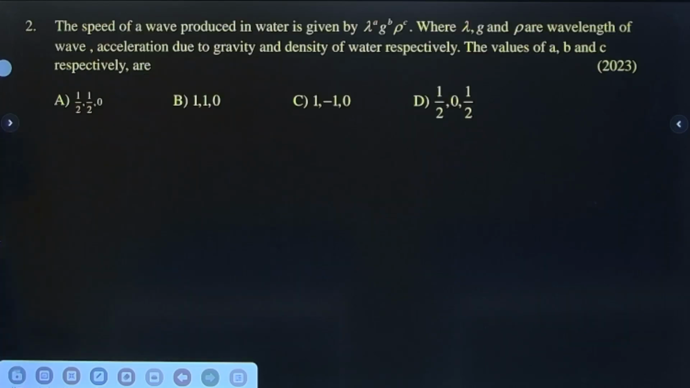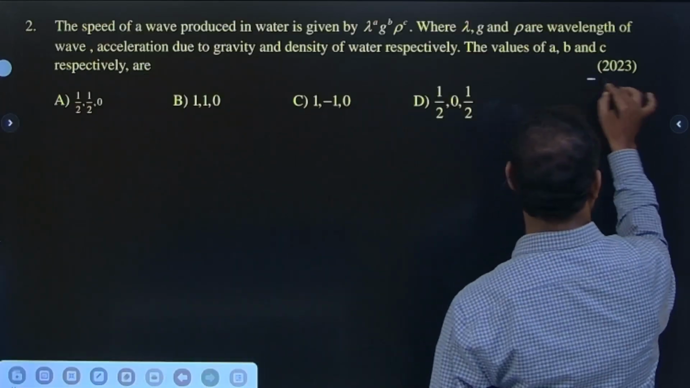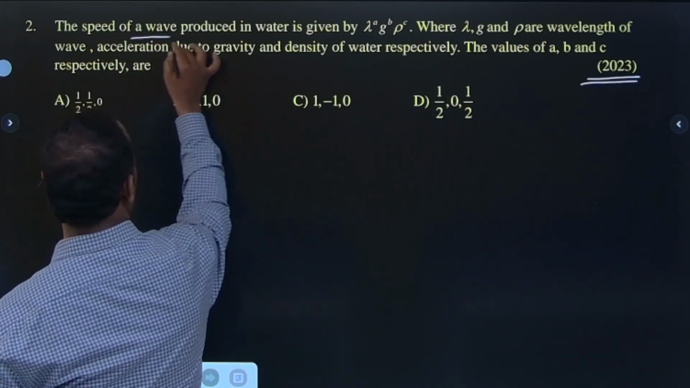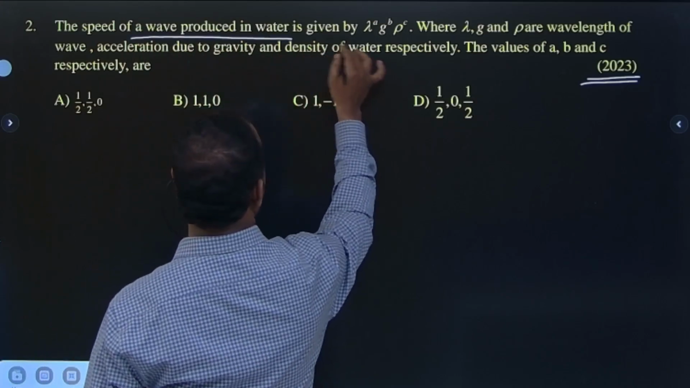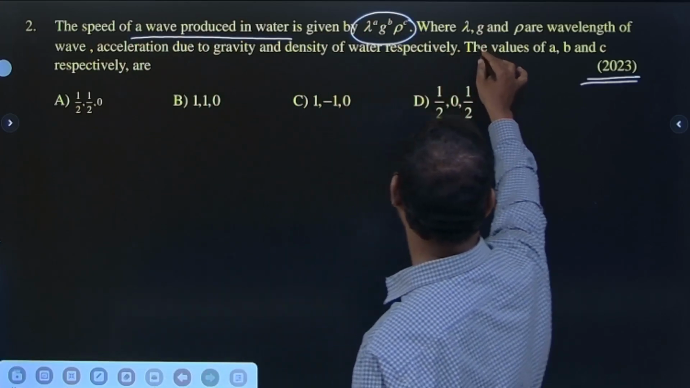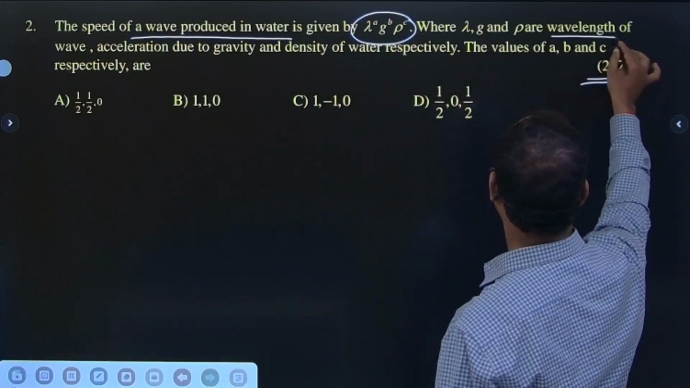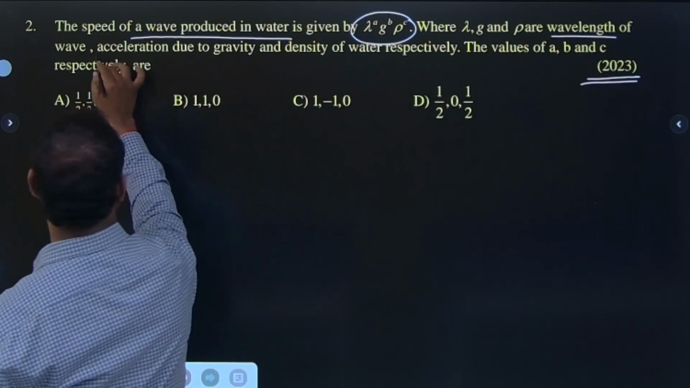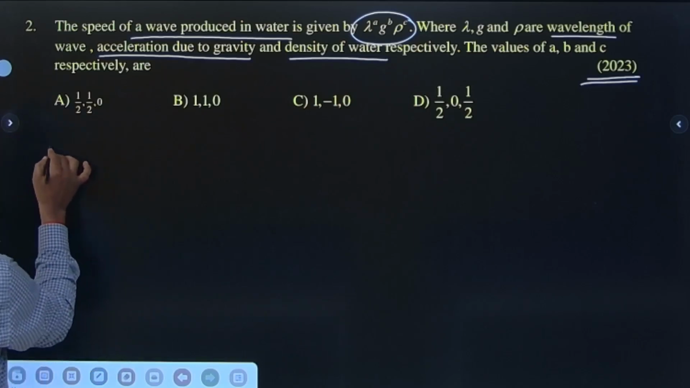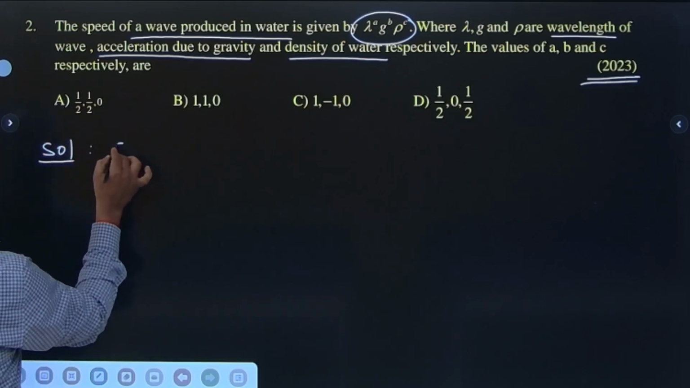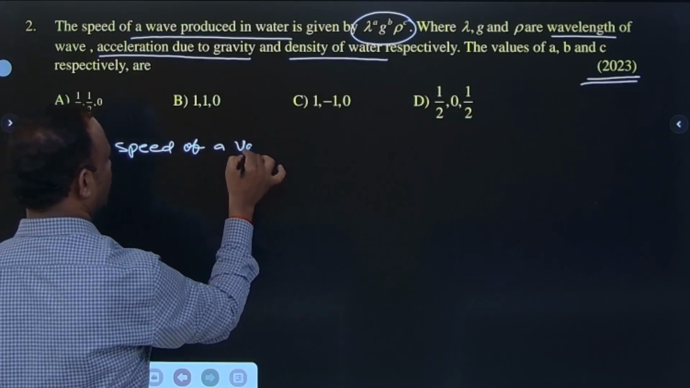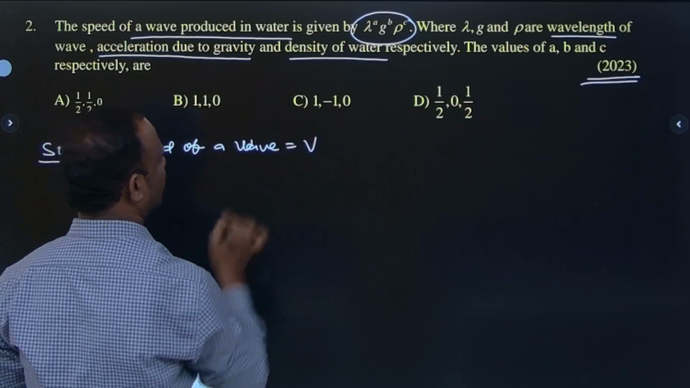For the next question, this is from JEE 2023. The speed of a wave produced in water is given. Lambda, G and rho are, first one wavelength, next one acceleration due to gravity, and density. The speed of a wave I'm taking as V.